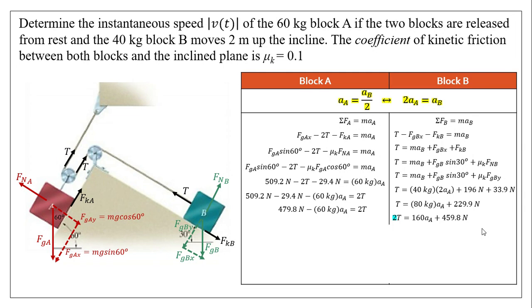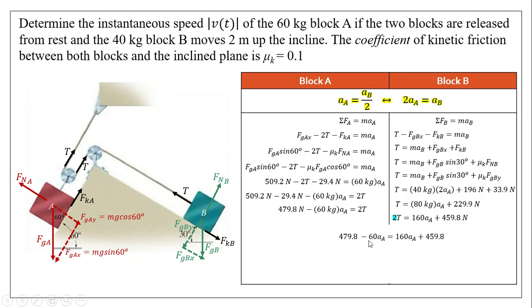All right, now that I have two T's and two T's, I'm just going to set the two statements equal. So I'm going to set 479.8 minus 60AA, which is on the left side here. Here I just left out the units just to clean up a little bit. That equals 2T. But the right side here is just 160AA plus 459.8. So I carry both statements down. I set them equal. As you can see here, the only unknown now is AA, which is the acceleration of block A, because it asks us to find the instantaneous speed of block A. So I need to find what AA is.